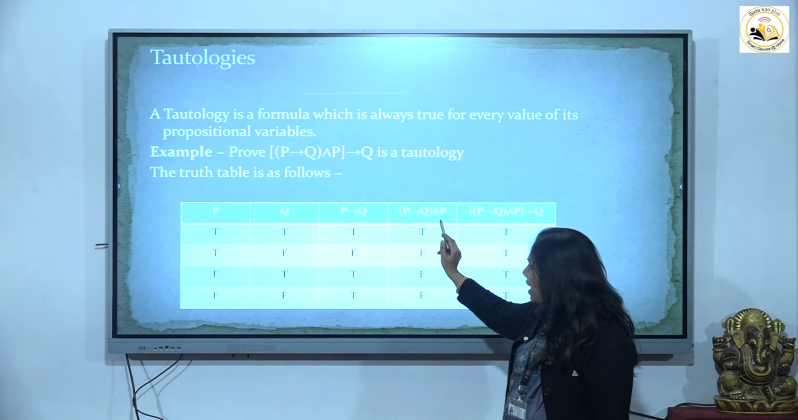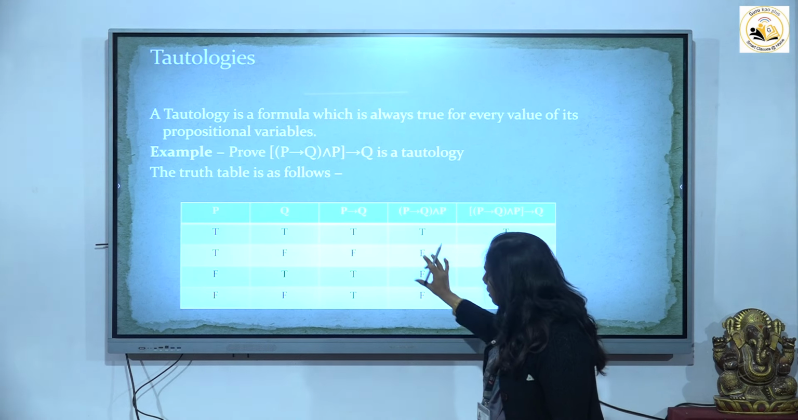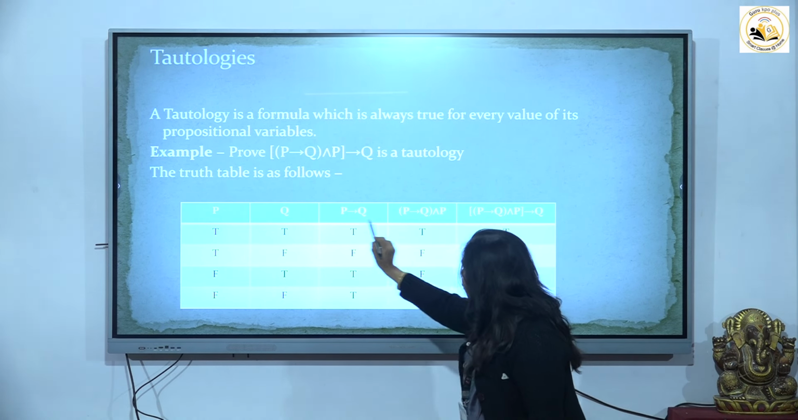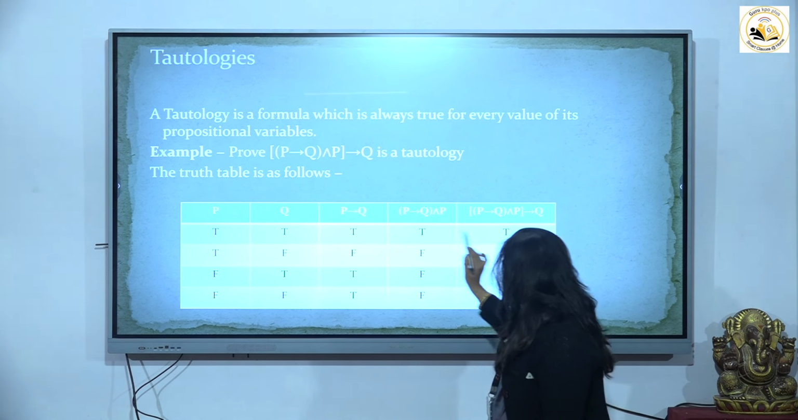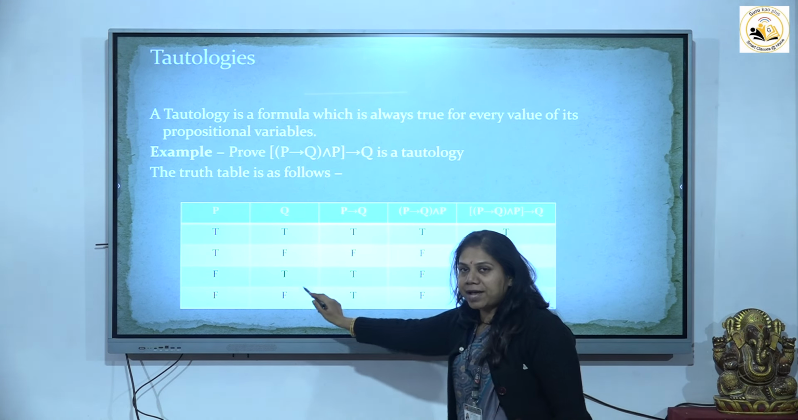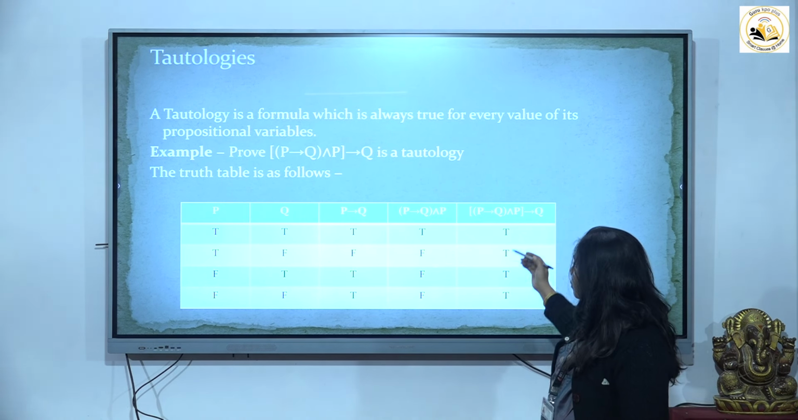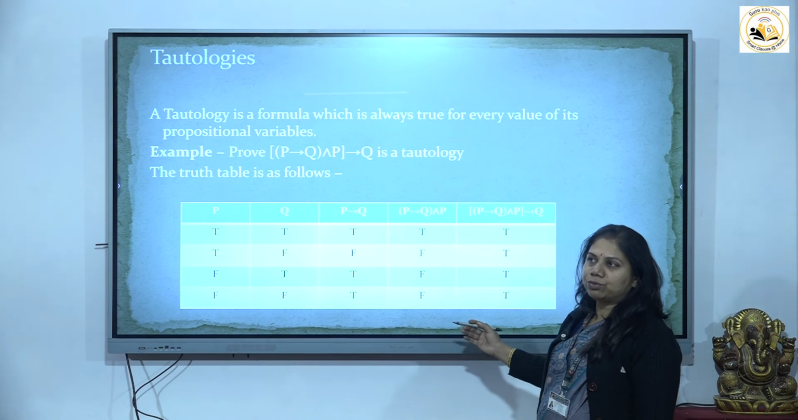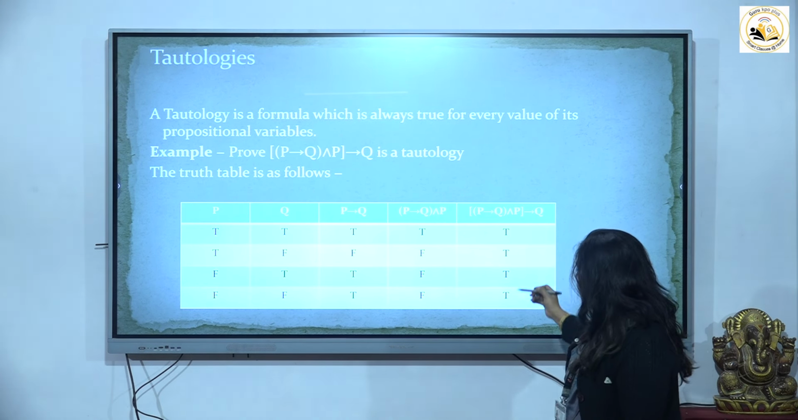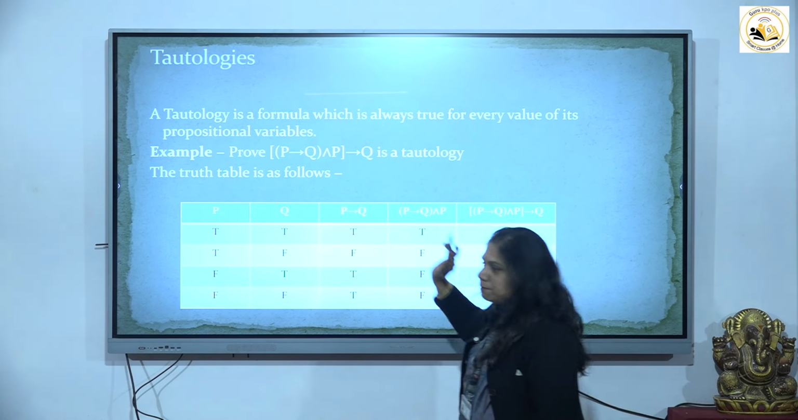Then again this final result implies Q. So, if this column implies Q, then true implies true is true, false implies false is also true, false implies true is also true, false implies false is also true. So, the final table is always true, total results are true. So, this statement is a tautology.